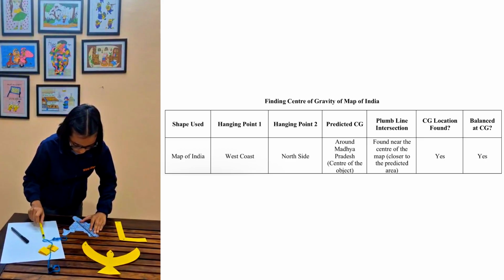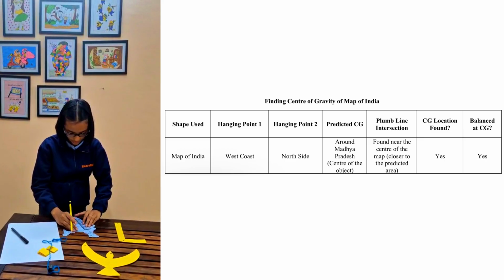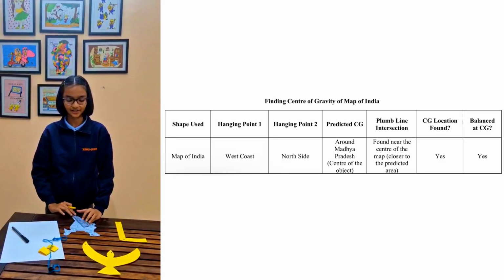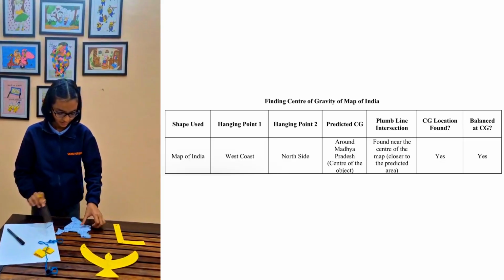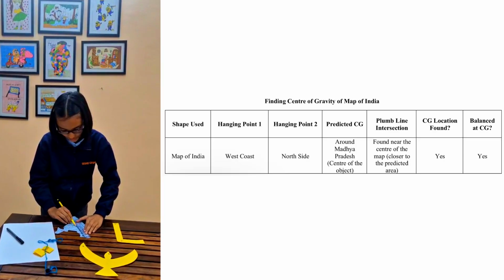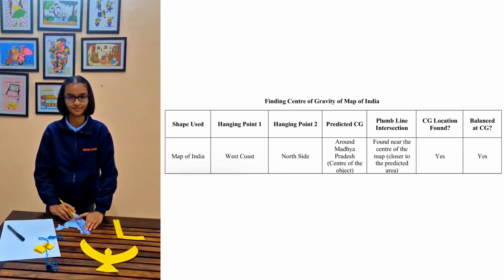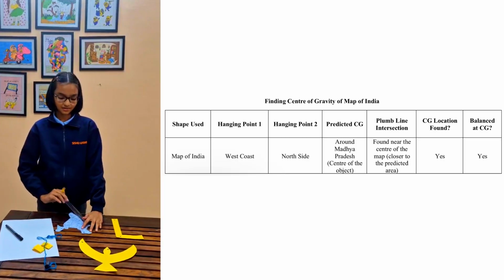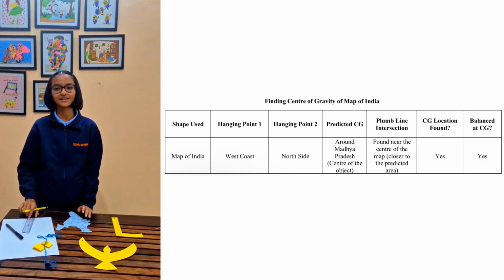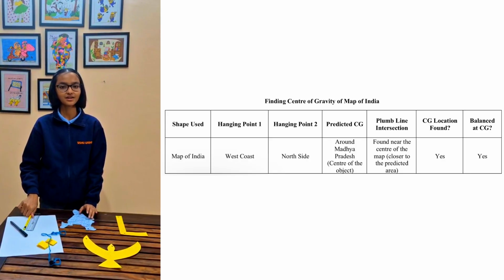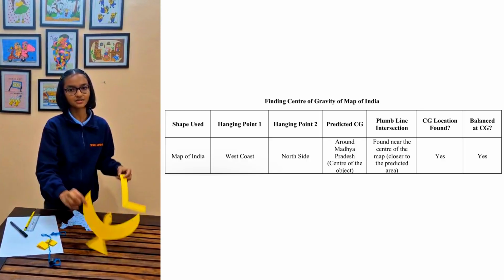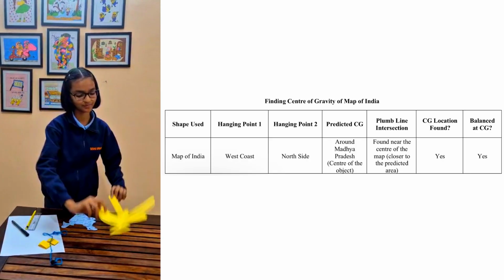As we measure the length of the map of India, we are able to find that it is 21.7 cm long. And the center of gravity is located at 10 cm. Hence, the center of gravity is not located in the exact center of India. Let us perform the same experiment on the other two objects, the bird and the L shape.